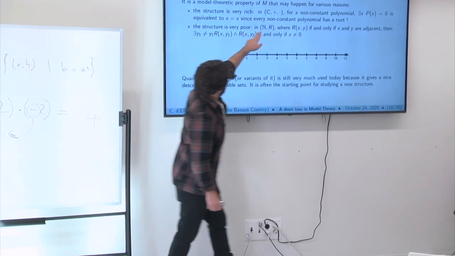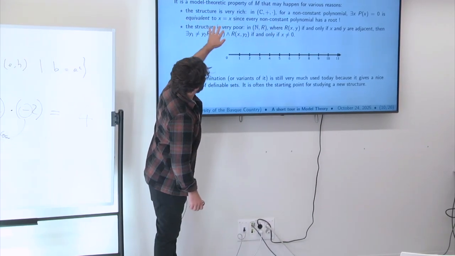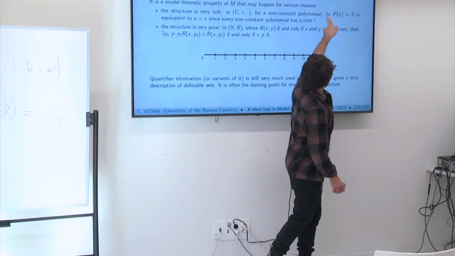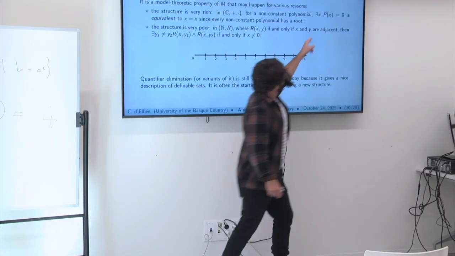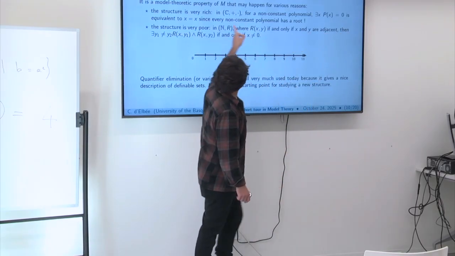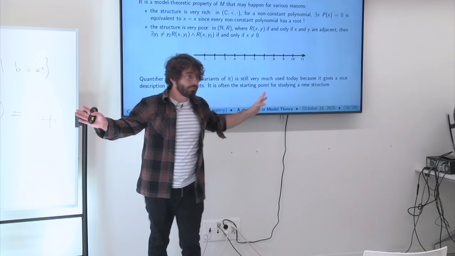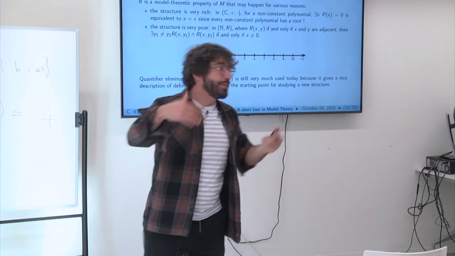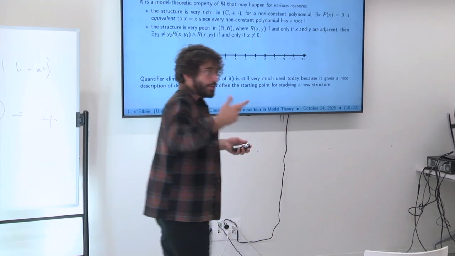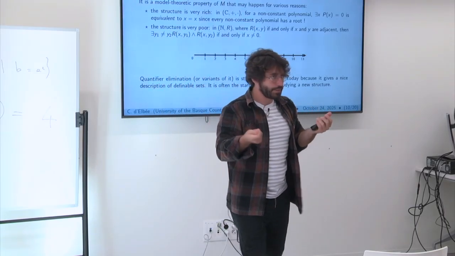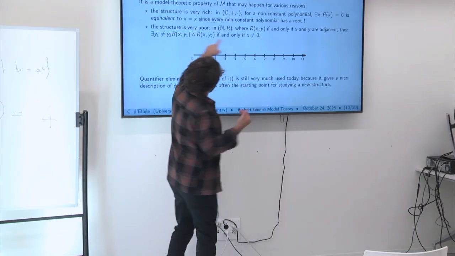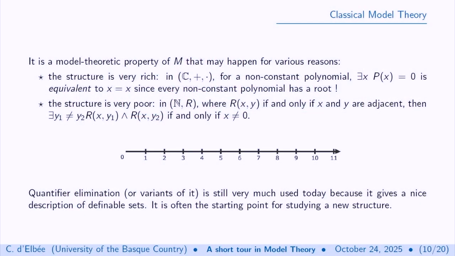Here, the complex number structure is very rich. So for instance, because having a root of a polynomial is always true, this sentence here is equivalent to the tautology, because it's always true. So that's another way of eliminating quantification. The structure is very rich, it has a lot of witnesses, so I can eliminate the quantifier exists.